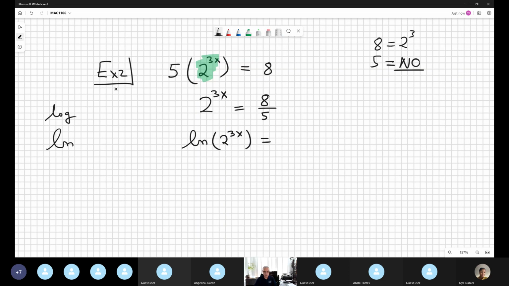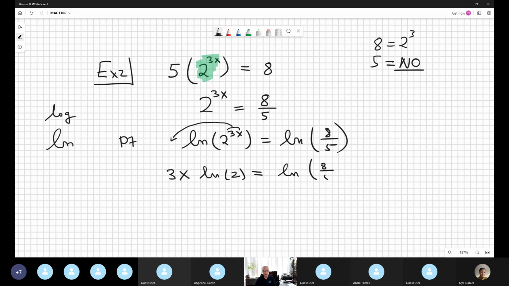So this expression is equal to the logarithm of this expression. I don't care if it's a fraction. Now, one more time, you apply the property 7, fantastic. And this exponent, 3x, goes to the front as a factor. 3x logarithm of 2 is equal to logarithm of 8 over 5. Wow, this is a linear equation, and for x alone, you divide both sides by 3 and logarithm of 2.